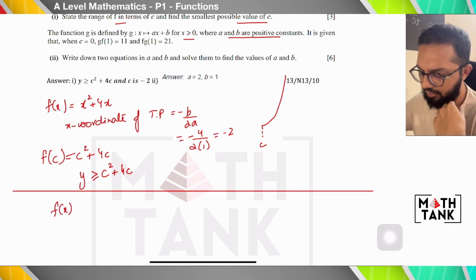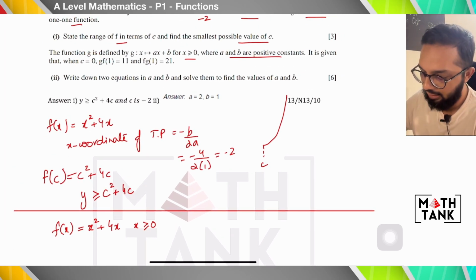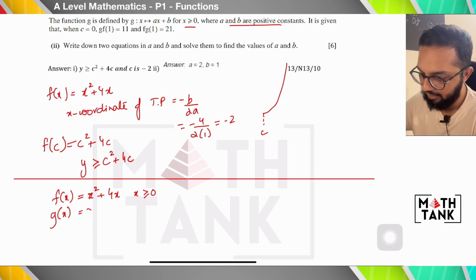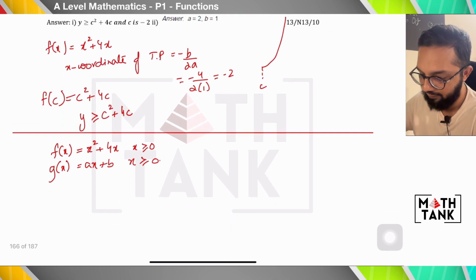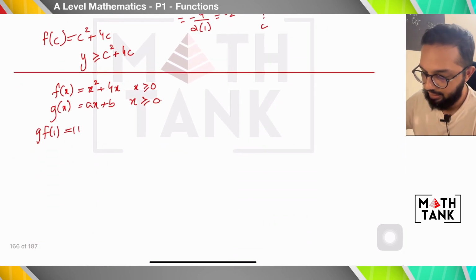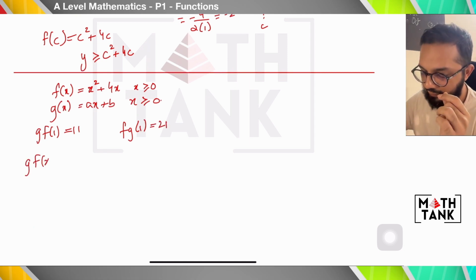First, I'm going to write down my original function so that I don't make a silly mistake. I have x squared plus 4x, where x is greater than or equal to 0. That's what the question is telling me. C equals 0. Then g of x is basically ax plus b for x greater than or equal to 0 as well. Then it's telling me that gf of 1 equals 11 and fg of 1 equals 21. So in order to avoid confusion, I'm going to create the function gf of x first and say that gf of x is a times (x squared plus 4x) plus b.